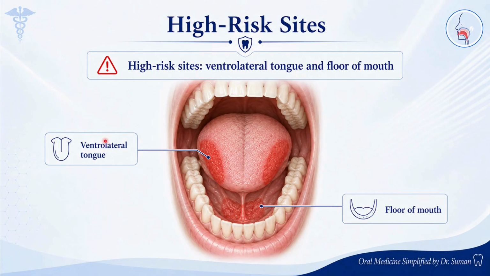The ventrolateral tongue and the floor of the mouth are especially important high-risk sites. A persistent red patch in these areas should never be dismissed casually. These sites are commonly emphasized in oral medicine and oral pathology because they are frequently associated with oral epithelial dysplasia and oral squamous cell carcinoma. For students, this is a high yield point.